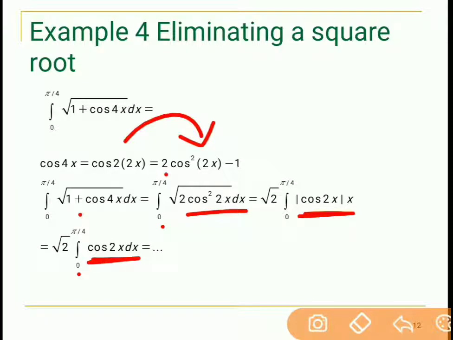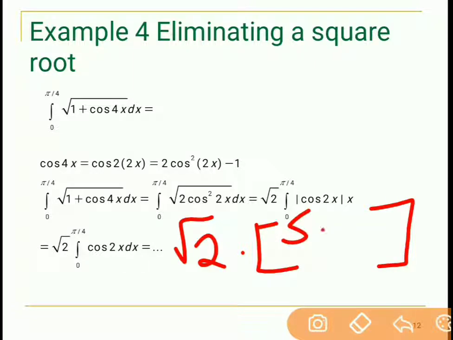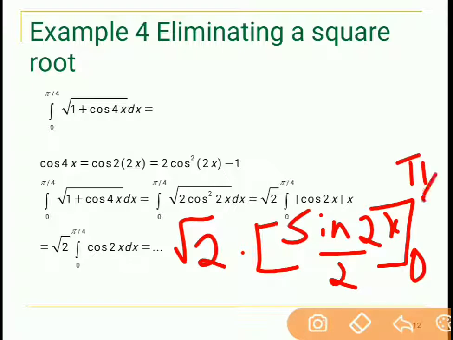Now what is the integration of cos 2x? Integration of cos 2x is equal to sin 2x divided by 2, and the limit is from 0 to pi by 4. So finally you will get the answer as, first of all we need to substitute pi by 4 as x, then we need to substitute x as 0.